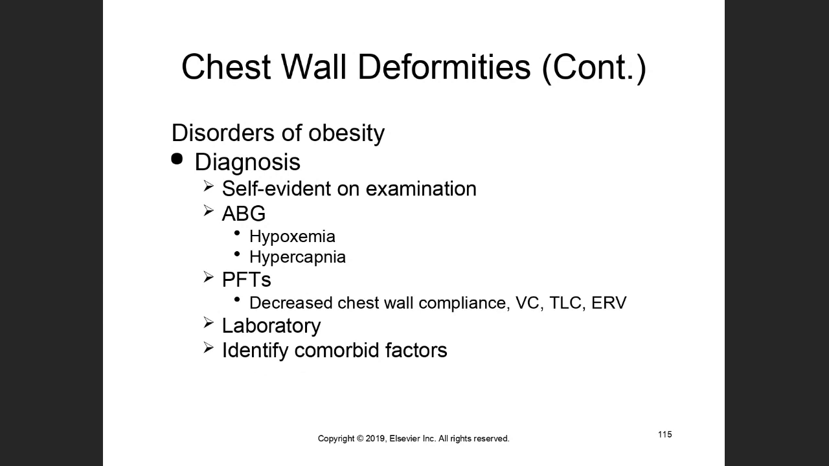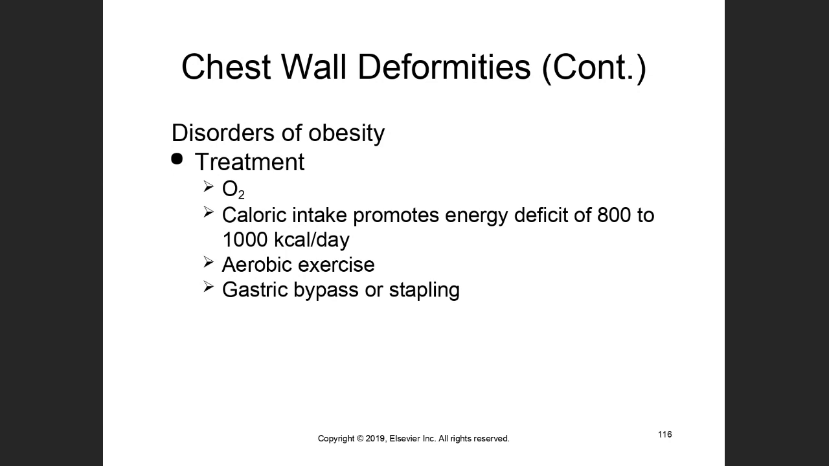Diagnosis: self-evident on examination, ABG, where you can see hypoxemia and hypercapnia, pulmonary function test, and also laboratory. Treatment: O2, restriction of calorie intake, aerobic exercise, and if the patient is extremely obese, maybe the patient is a candidate for gastric bypass. That is the surgery where you remove one part of the stomach.